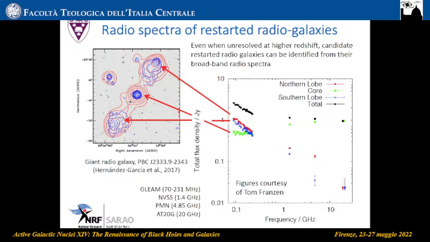Also to note, for this particular source, Hernandez-Garcia et al. find that the lobes are actually connected to old radio emission, of course, but more recently, this appears to be a blazar. So the radio jet has actually changed its direction as it's now more aligned with our line of sight.